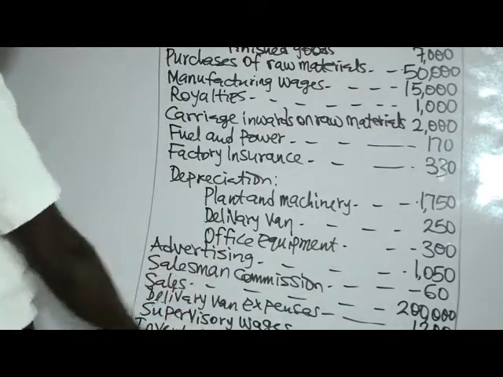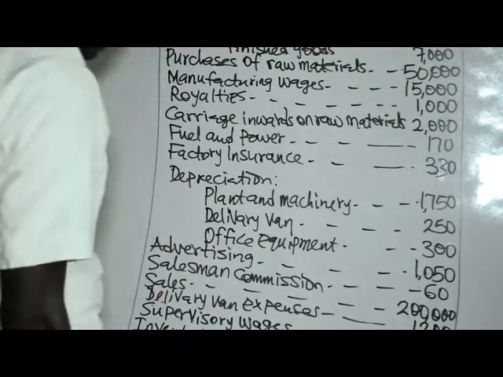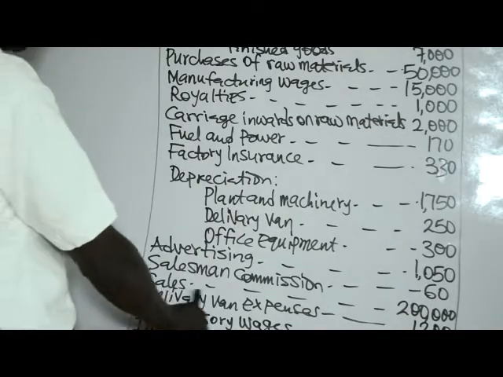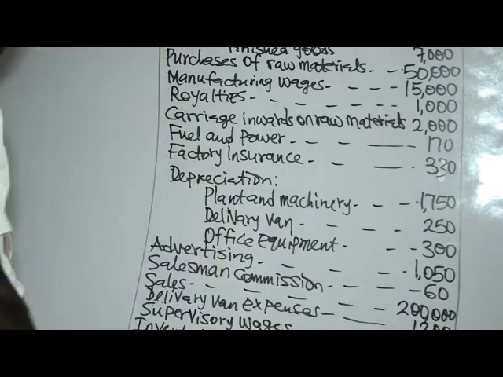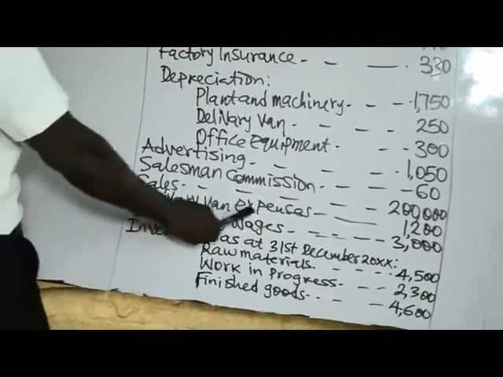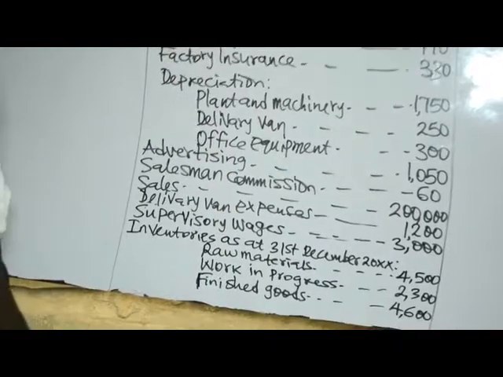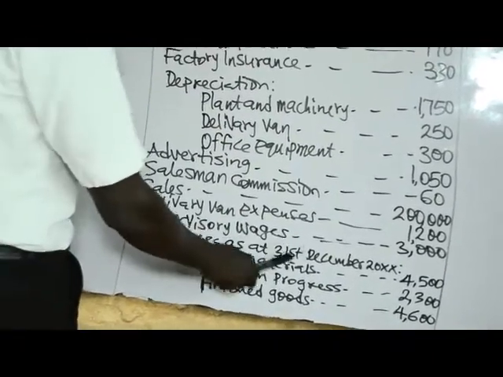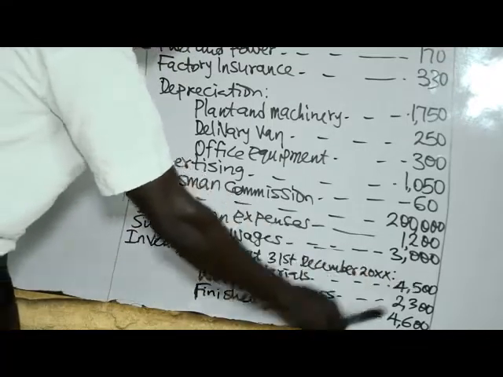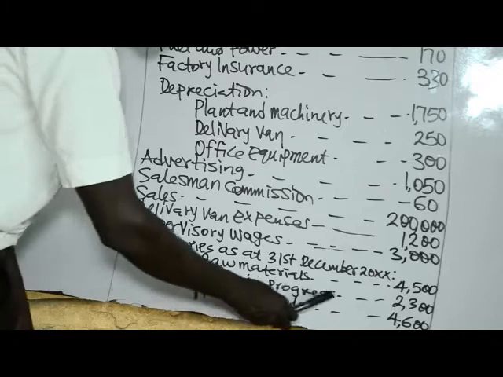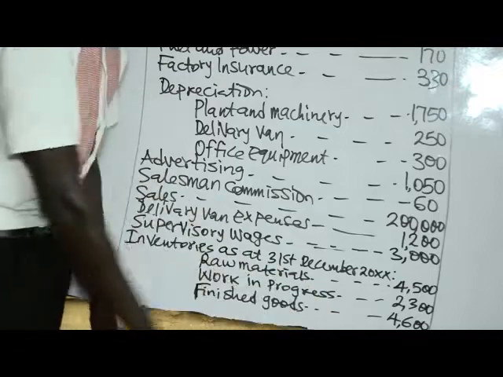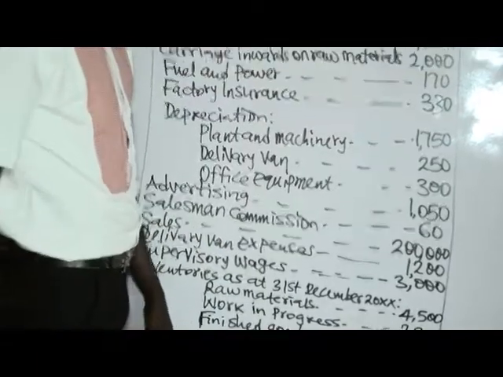Then we have advertising $1,050. Salesman commission of $60. Then we have sales of $200,000. Delivery van expenses of $1,200. Supervisory wages of $3,000. Then we have inventories as at 31st December 20XX. We have raw materials of $4,500. Work in progress of $2,300. Finished goods of $4,600. That is the question.